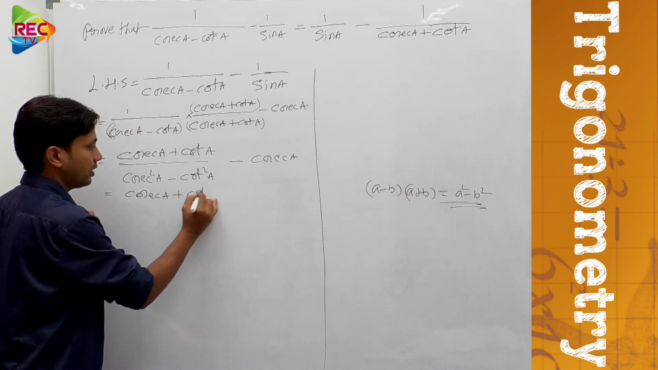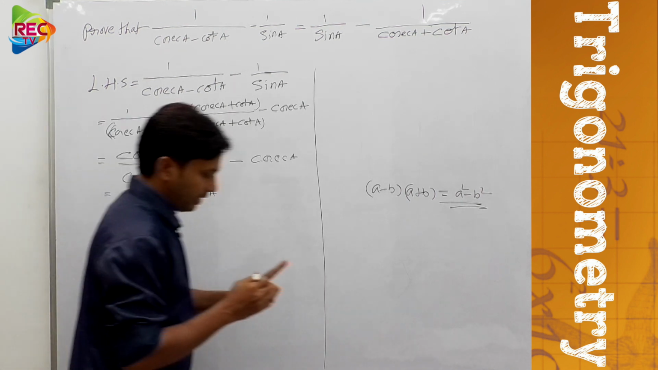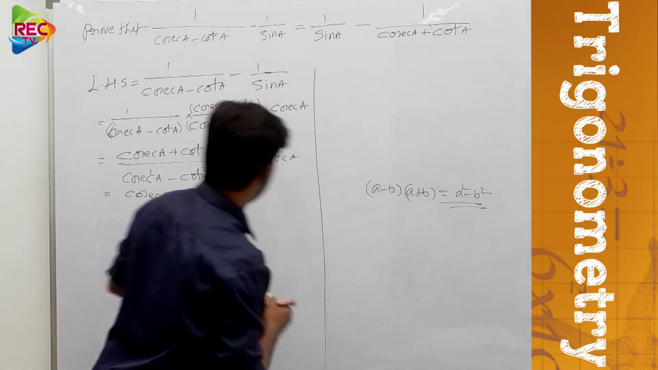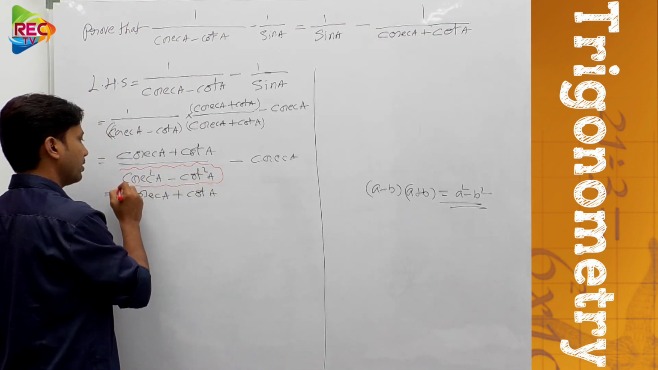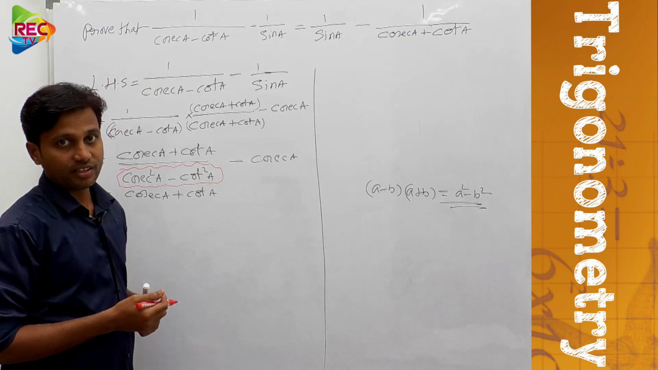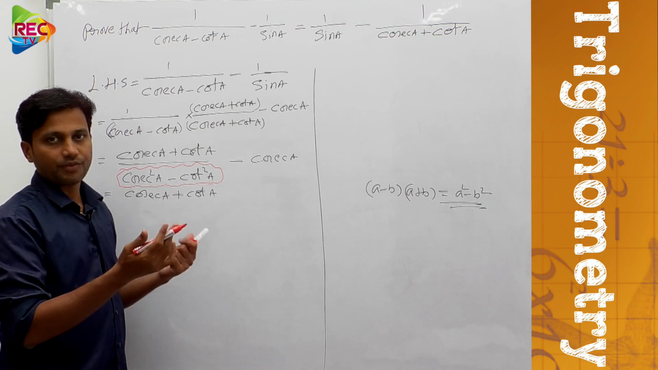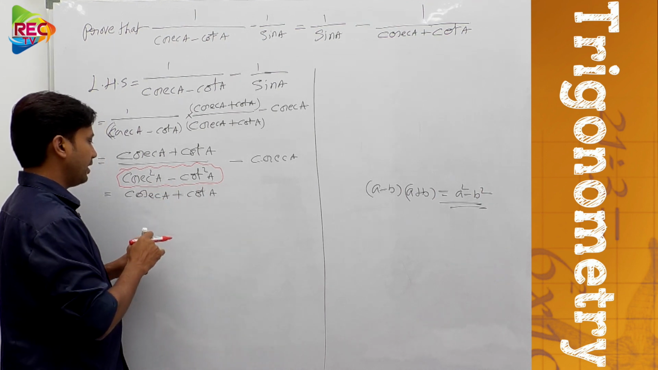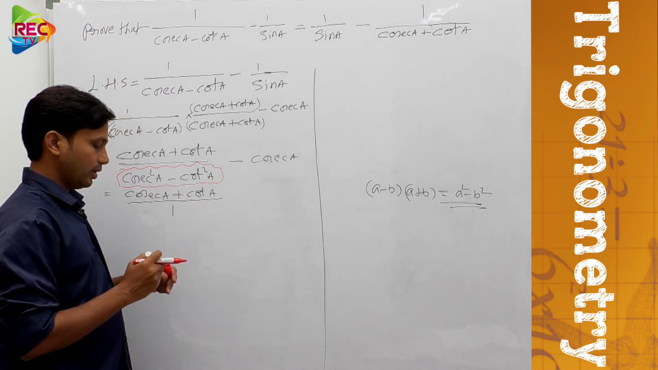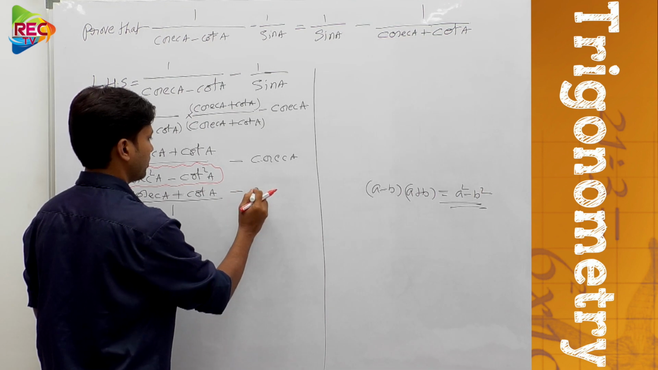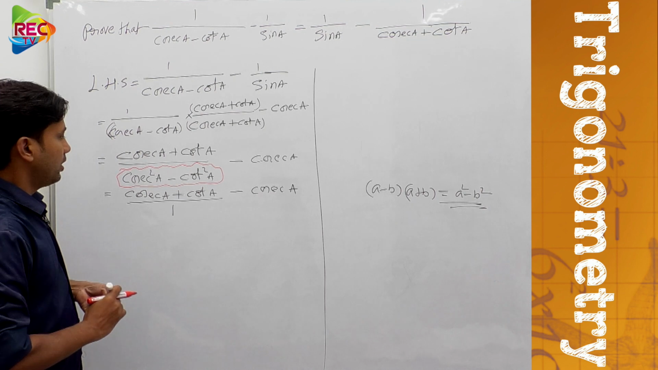Now here, cosecant A plus cot A. See here, I'll highlight this with the red color. This denominator part is representing what? It's an identity, cosecant square A minus cot square A. So therefore this is 1, exactly. So here the denominator is 1, minus cosecant A. Now you just see this.